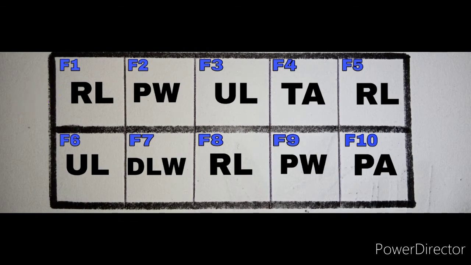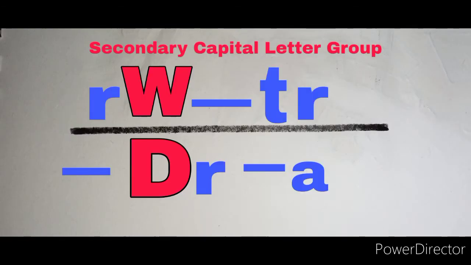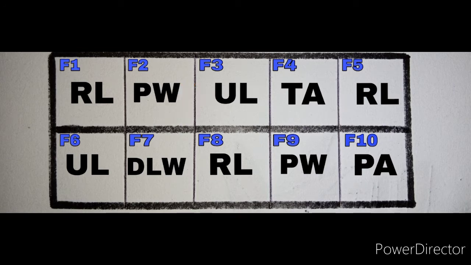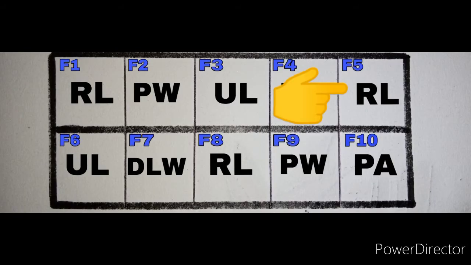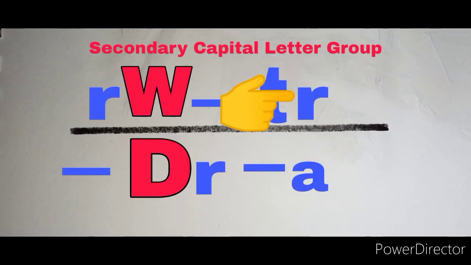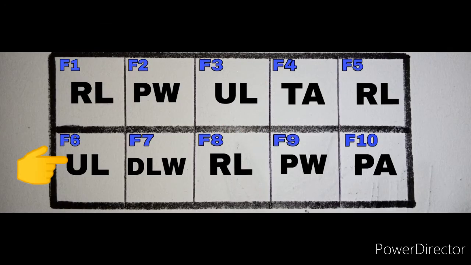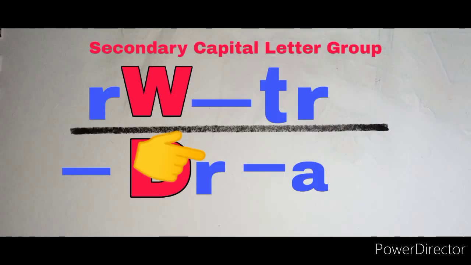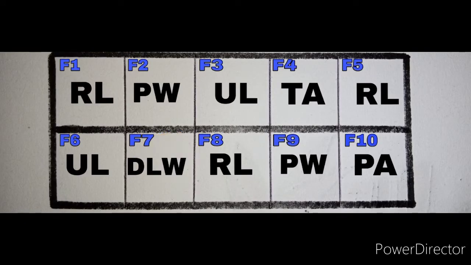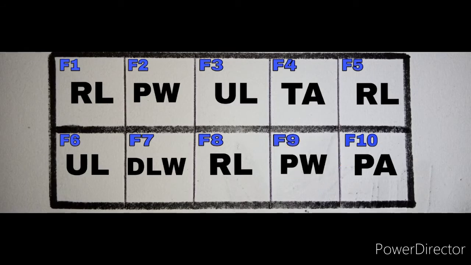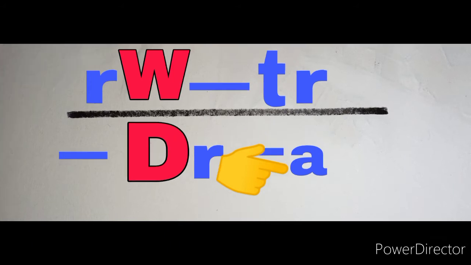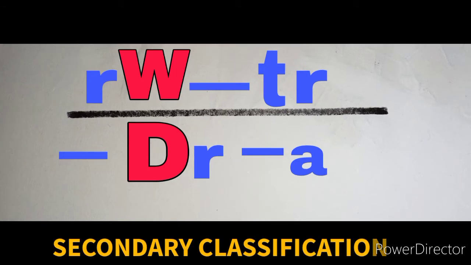Finger 1, radial loop, small letter r, numerator. Finger 3, ulnar loop, just leave it blank. Finger 4, tented arc, small letter t, numerator. Finger 5, radial loop, small letter r, numerator. Finger 6, ulnar loop, just leave it blank. Finger 8, radial loop, small letter r, denominator. Finger 9, plain whorl, just leave it blank. Finger 10, plain arc, small letter a, denominator. Then you got the secondary classification.